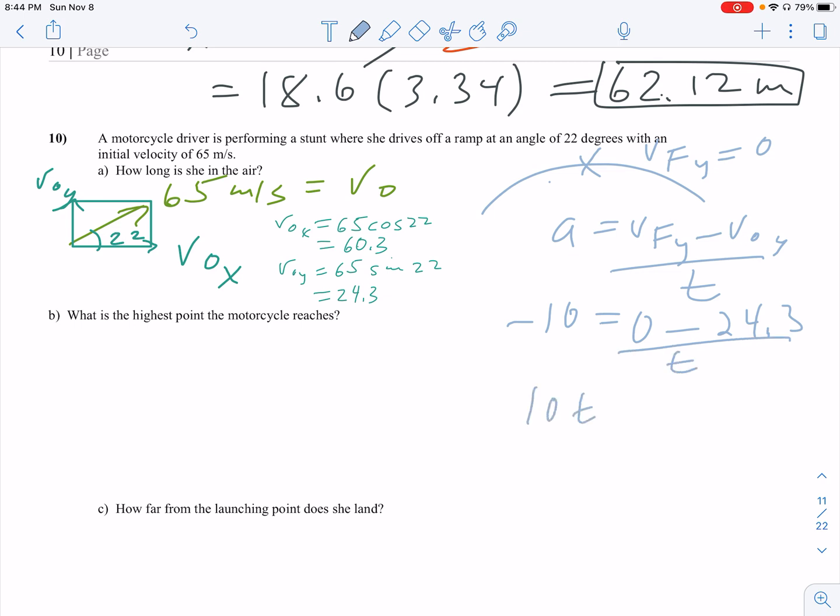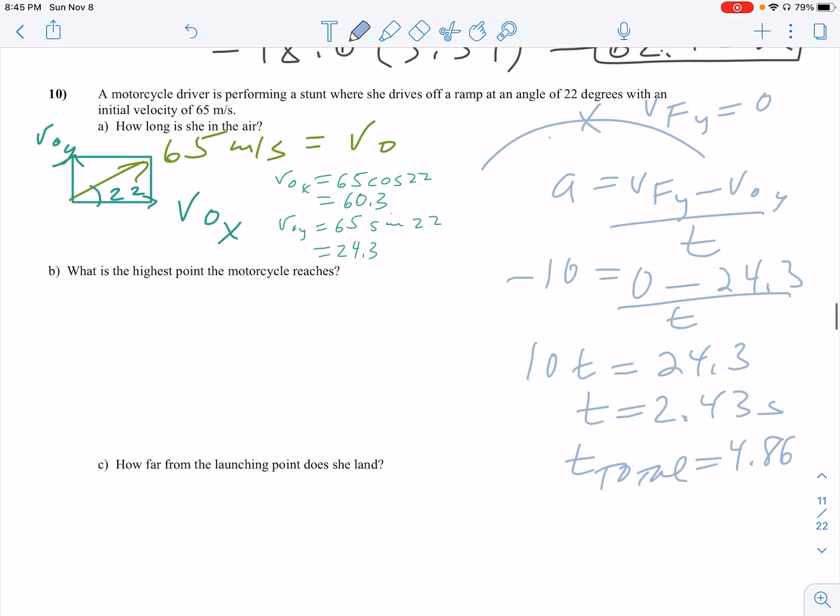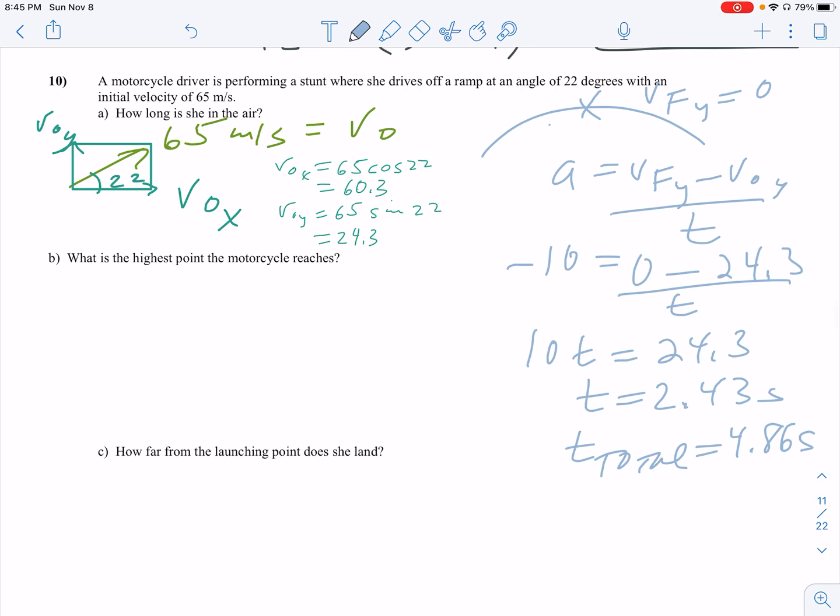So 10t is equal to 24.3. The negatives cancel out. Cross multiplied, two negatives on both sides cancel out. So t equals 2.43 seconds to get to the top. The total time would be twice that much, which is 4.86 seconds. So that's how long she is in the air.